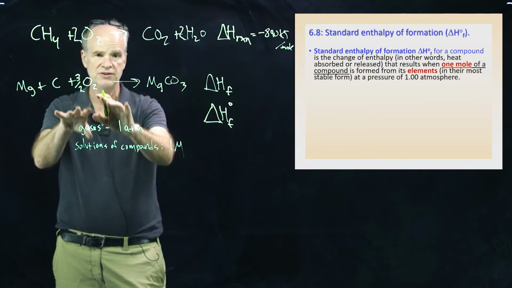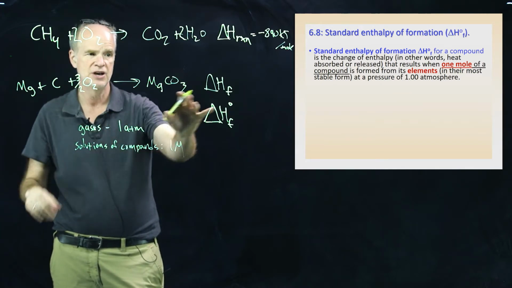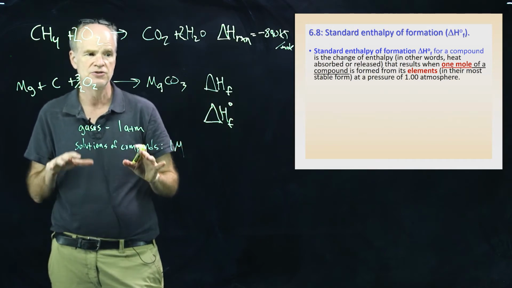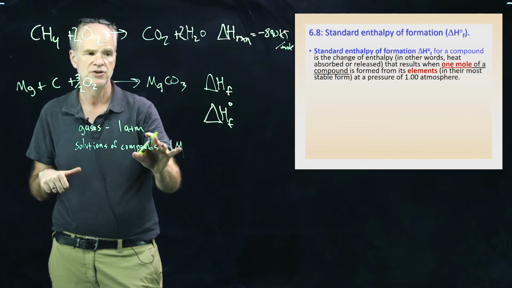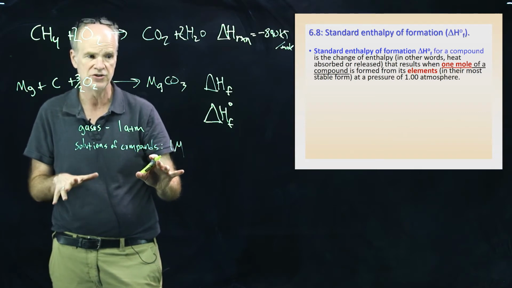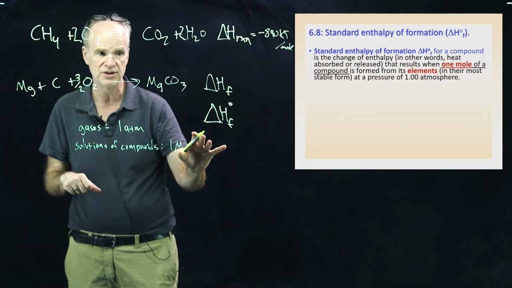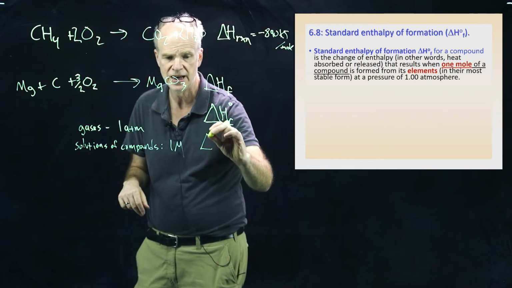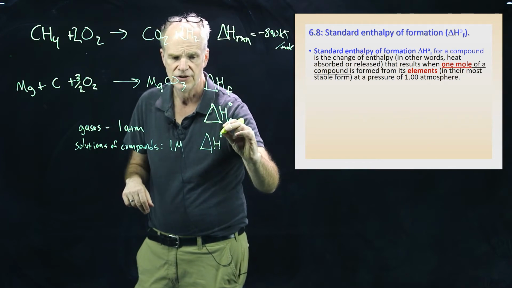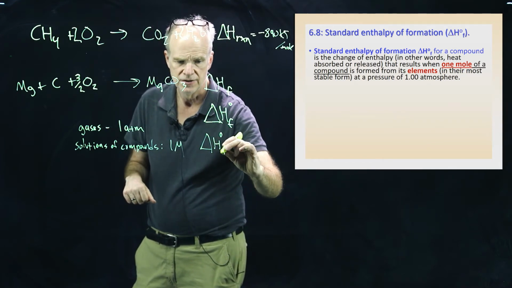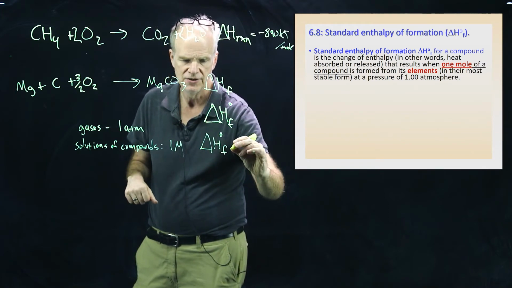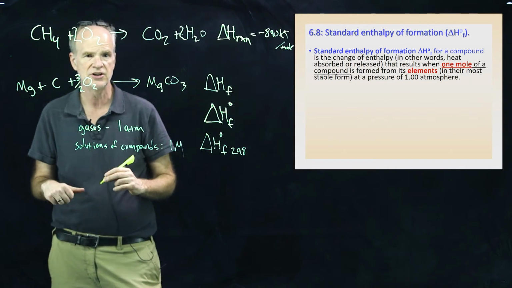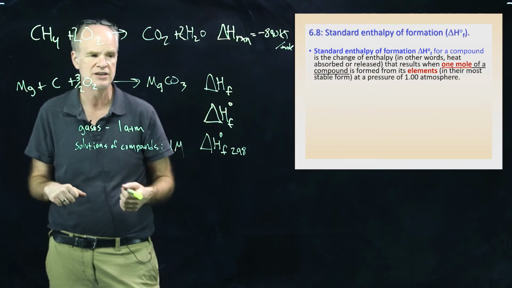So if you're doing this kind of reaction to measure the enthalpy change of formation for this compound at 1 atmosphere pressure, with solutions at 1 molar concentration and at 298 degrees Kelvin, which is 25 degrees Celsius, then you would write whatever you measure the enthalpy change to be for the formation of magnesium carbonate, and to indicate that this was done at 298 degrees Kelvin, you put 298 there.